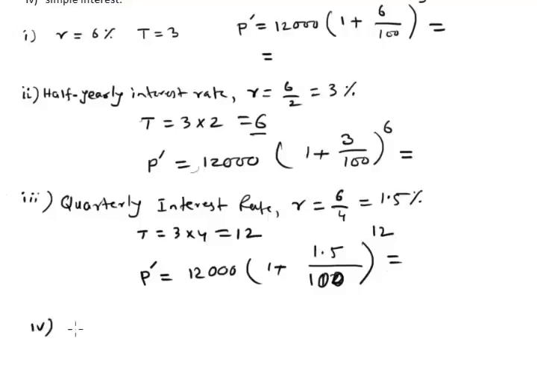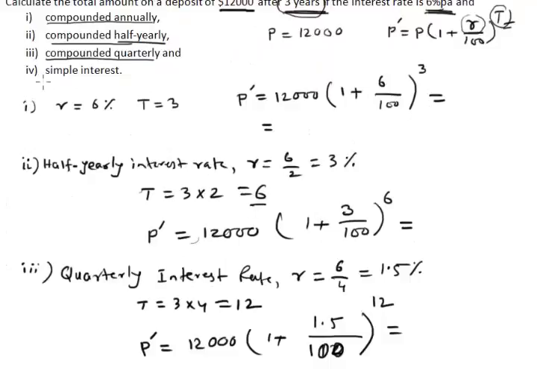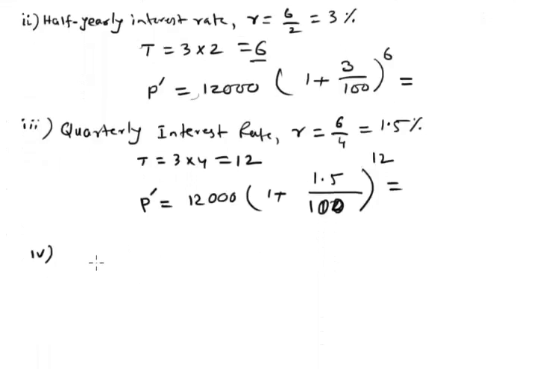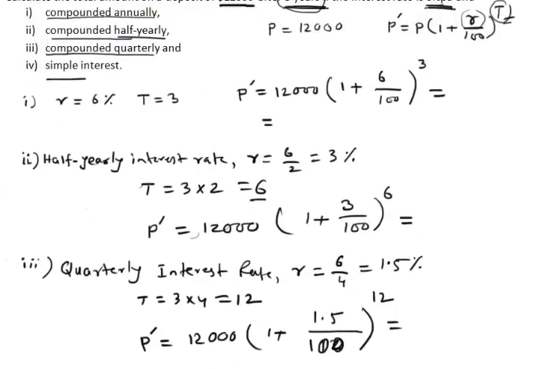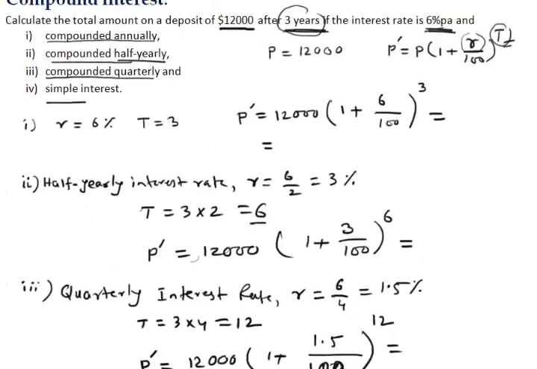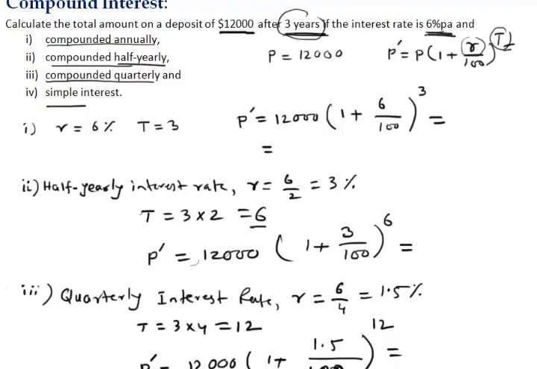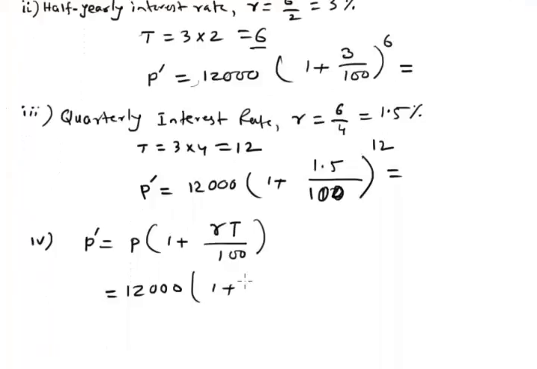Fourth case, simple interest. If these things happen in simple interest, then what will be the final amount? So we know the simple interest formula, P prime equals P times 1 plus yearly interest rate times number of years, divided by 100. So in this case it will be 12,000, 1 plus, if this 6% is the yearly interest rate, then the interest rate is 6% and the number of years is 3. So we need to just calculate these values.